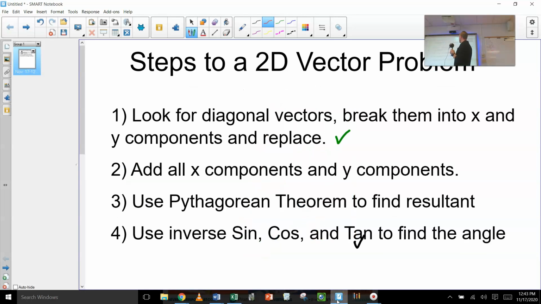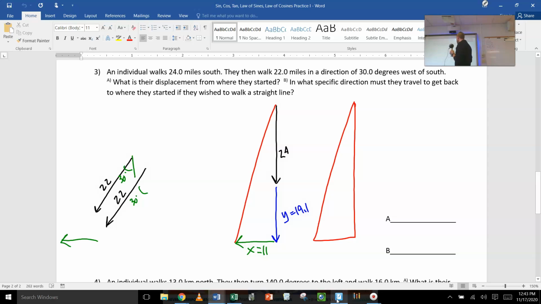When I add up all the x and the y components to then use the Pythagorean theorem, all I'm really doing is building towards one large triangle to do the Pythagorean theorem on. So if I add up all the x's, there is only one thing in the x direction, and that's a negative 11. It's negative because it's going to the left. I'm going to add up all the y things, and they're all negative too. Negative 24 minus 19.1, and that equals negative 43.1.